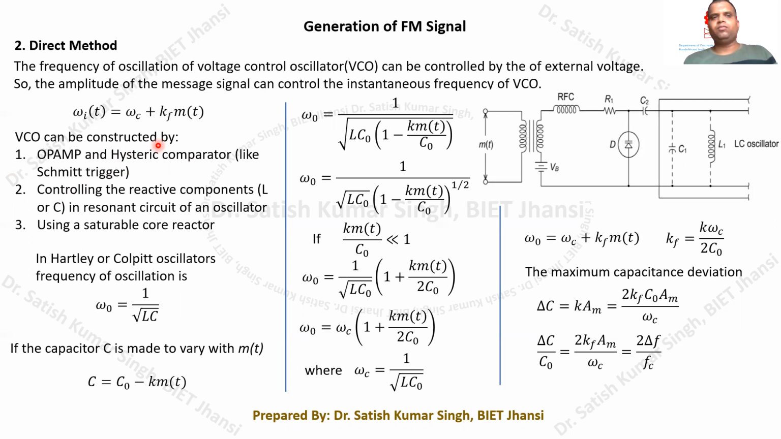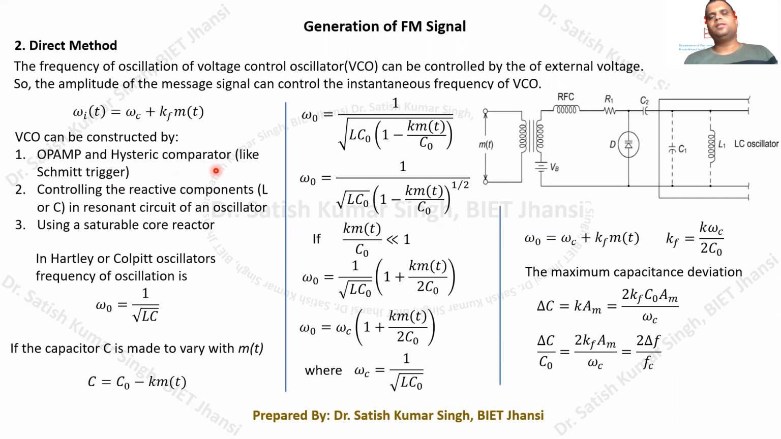The second way of generating the FM signal is controlling the reactive components, like capacitances and inductances, in resonant circuits. In any resonance circuit, when we are making an oscillator, we need to have the capacitance as well as the inductance. These two components form a tank circuit, and then we can control the frequency of oscillation of this tank circuit. This is what I am going to tell you in this particular lecture.